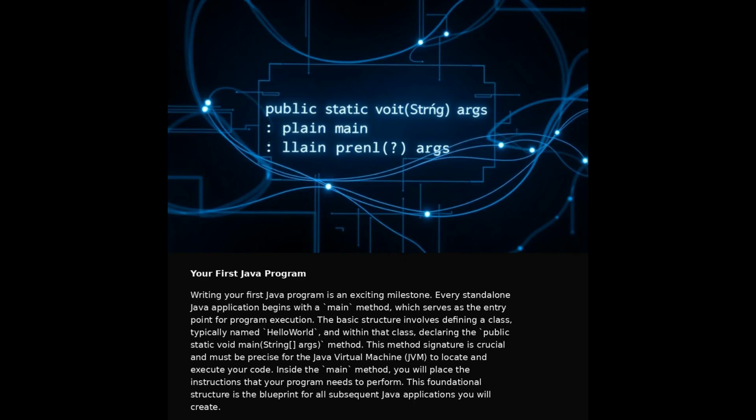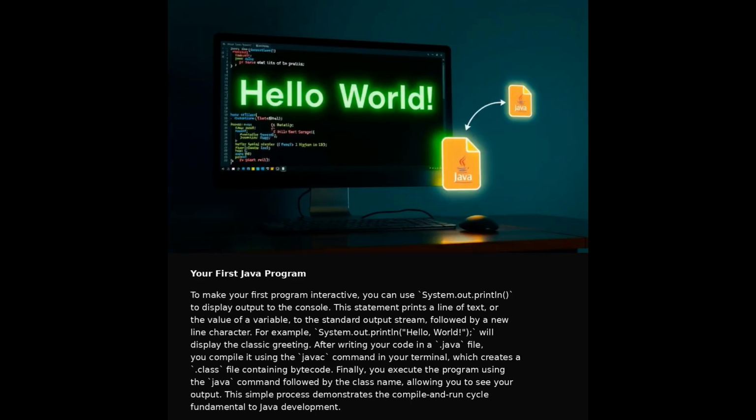Inside the main method, you will place the instructions that your program needs to perform. This foundational structure is the blueprint for all subsequent Java applications you will create. To make your first program interactive, you can use System.out.println to display output to the console.